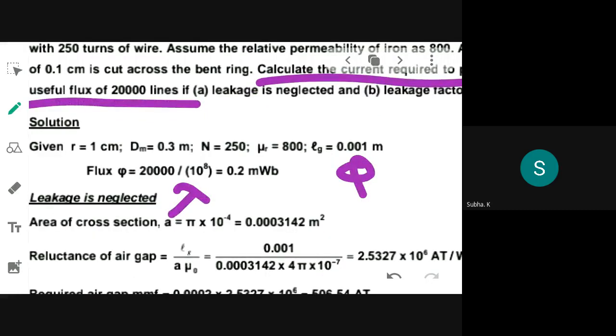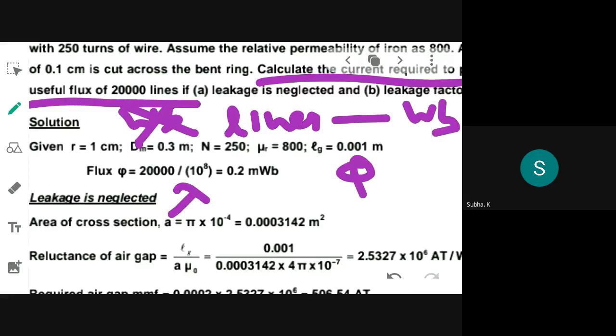They have given here not in terms of Weber. It is given in terms of lines. So in order to convert that lines of force into Weber, they have given 2000 divided by 10 to the power 8. If you do that, you will be getting the answer in Weber. Remember this factor. Sometimes they will not give flux directly in Weber. They might give it in lines of flux. So in order to convert the lines of flux into equivalent Weber, you need to divide that by 10 to the power 8.